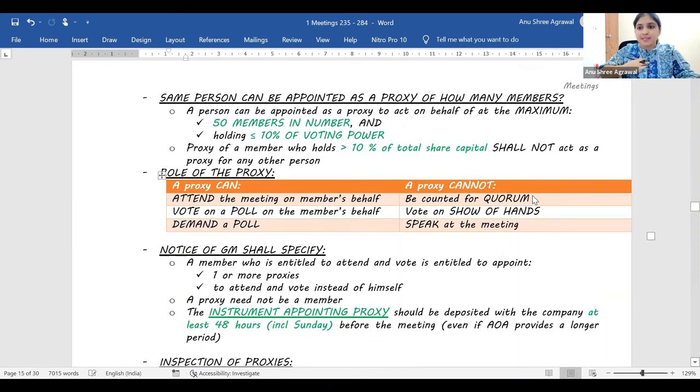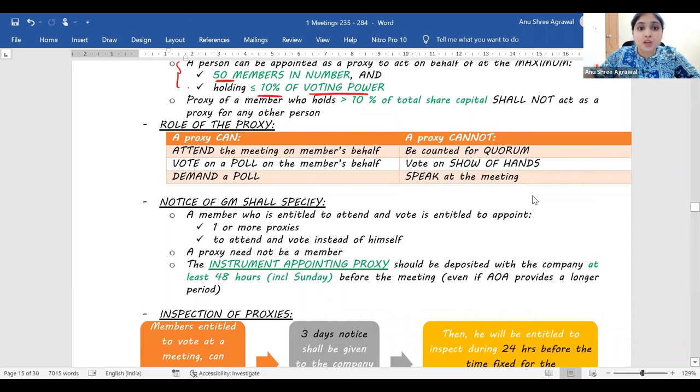Can many people appoint the same person as proxy? Maximum 50 people can appoint the same person as proxy, and all their shares put together should not exceed 10% of the total voting power. But I am proxy only of one person. That one person has 15% shares. Can I be proxy? Yes, if I'm proxy only of one person, then however many shares he holds, no problem. When does this provision apply? This provision applies only when I'm a proxy of many shareholders, all of them put together not more than 10% voting power.